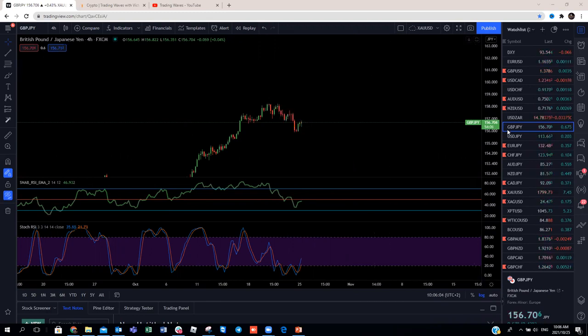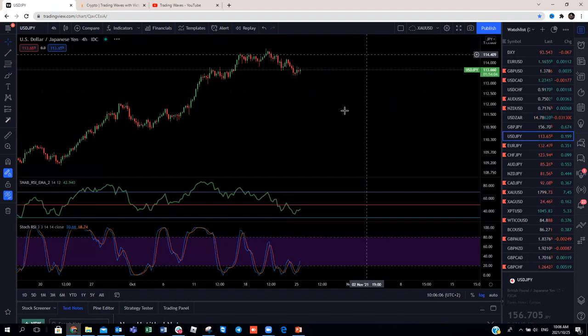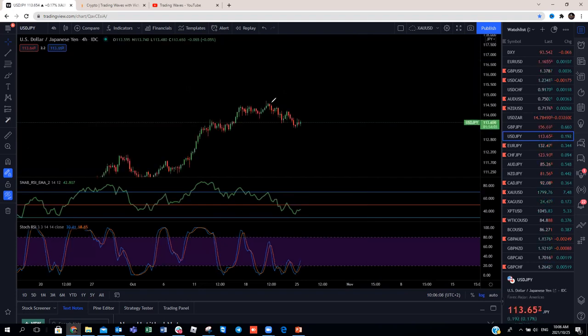So let's run through all of them. US dollar yen, 3-wave pullback, slightly below 50, but we want to see the candle close above 50. We want to see this on US dollar yen.